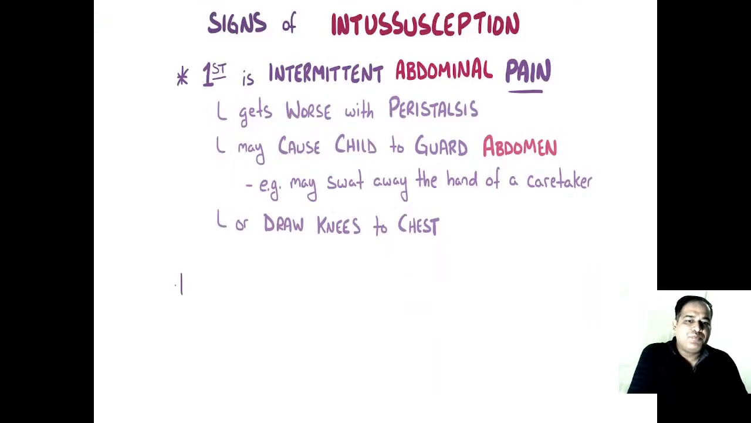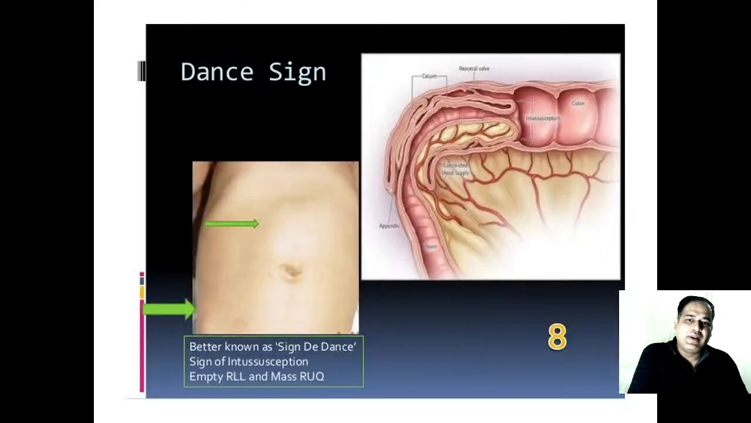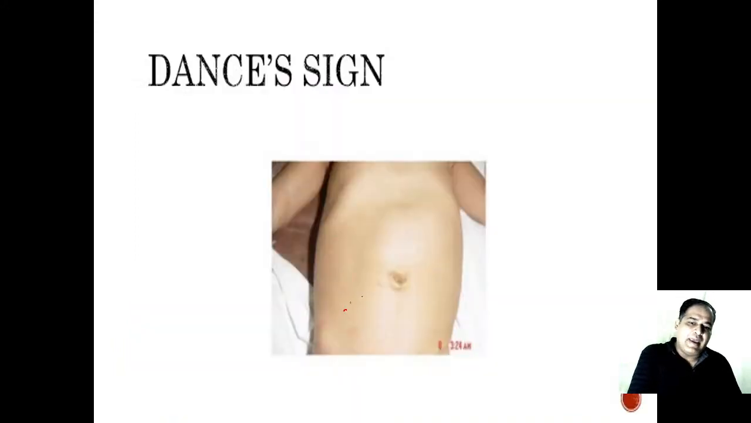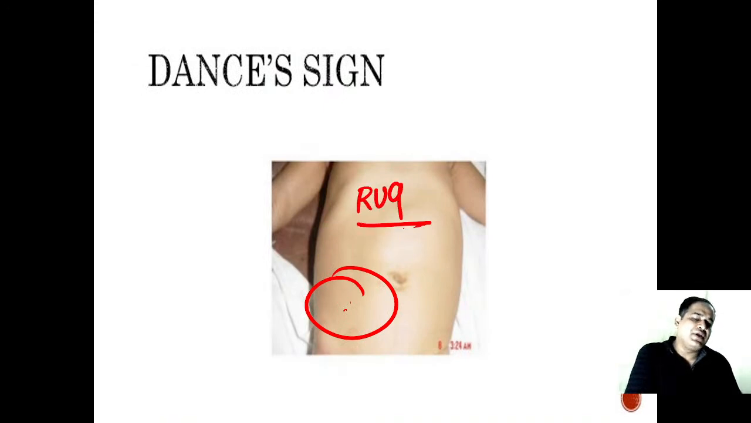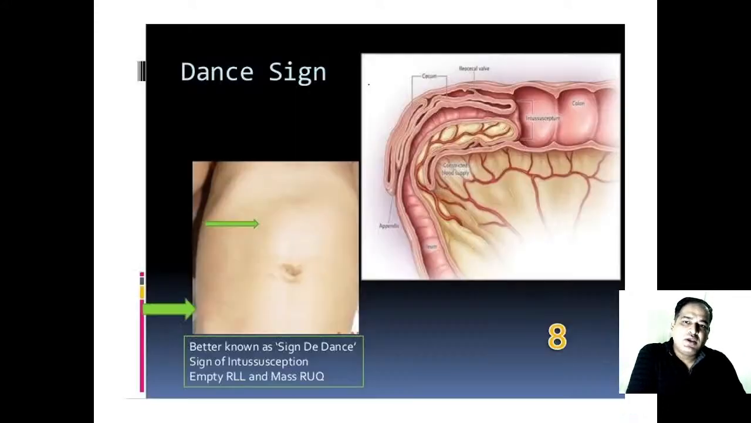Now, see what will happen here, because the intestine has entered the other part. So there will be emptiness in the right iliac fossa, and there will be a mass in the right upper quadrant. That is called the sign of Dance.